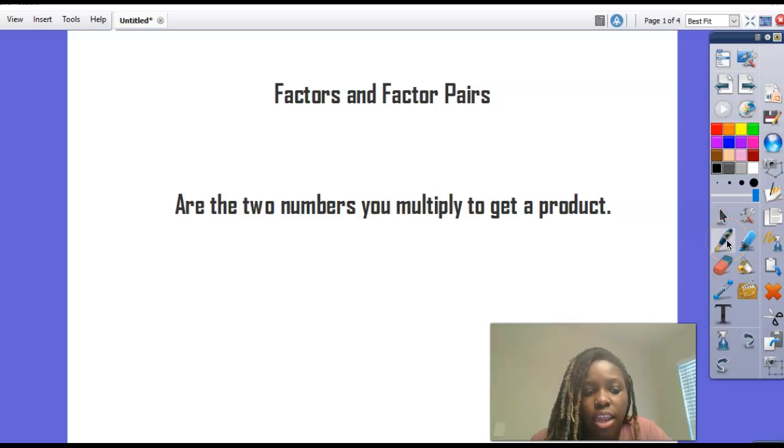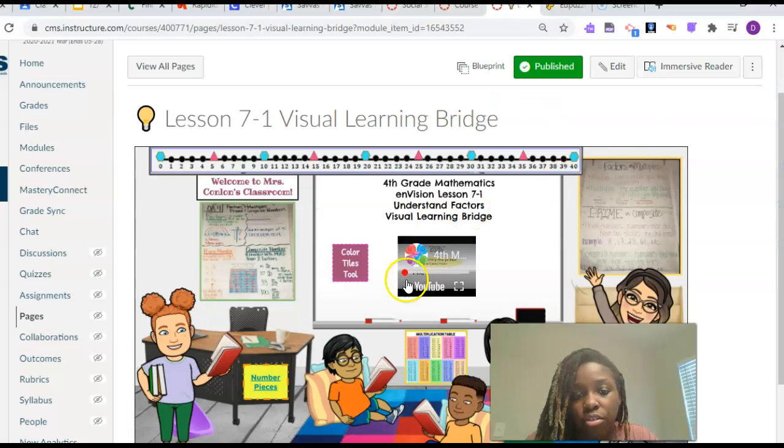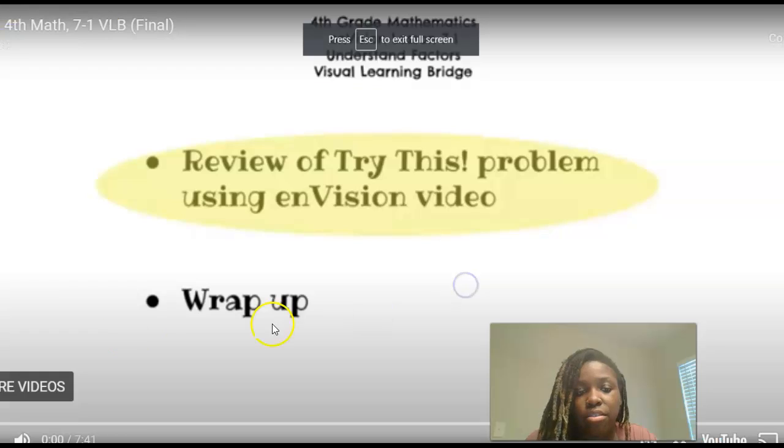All right, you guys. So today we're going to be talking about factor pairs. And we're going to be looking at factor pairs and factors. So you might have heard of factors or factor pairs in third grade, but they are just two numbers you multiply to get a product. All right. So any two numbers you multiply to get that answer is a factor, or you can call them factor pairs if they're paired up into two numbers. So we're going to watch a quick video about finding factor pairs using graphs.